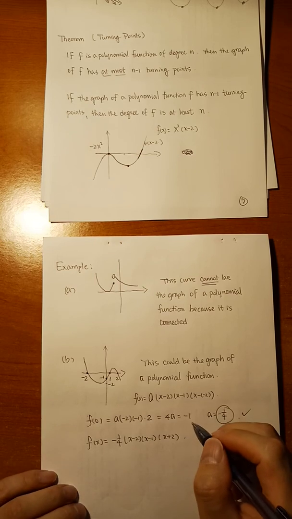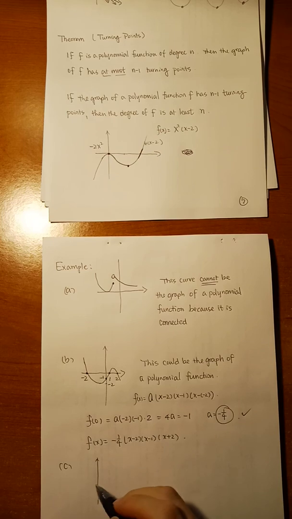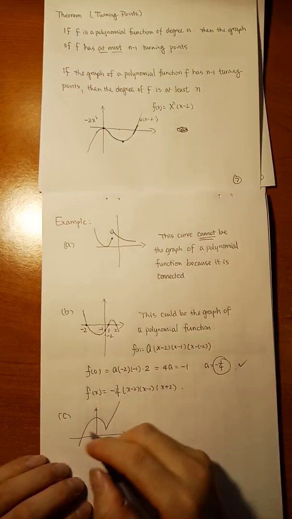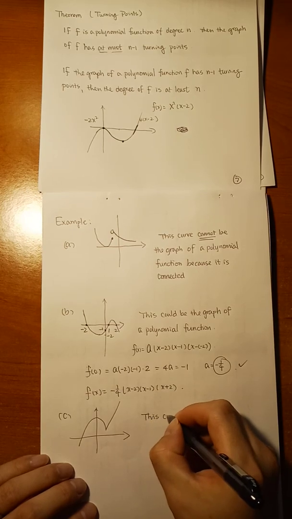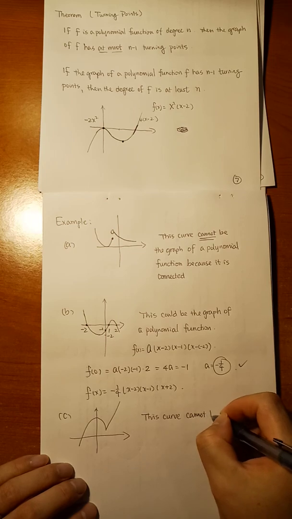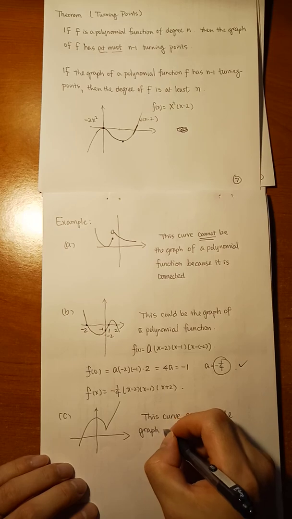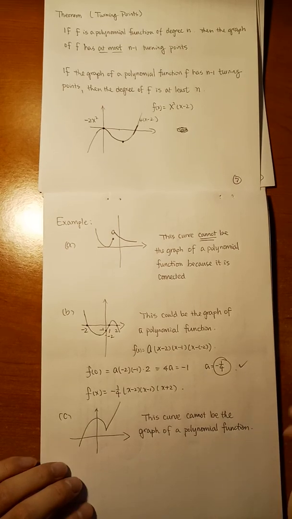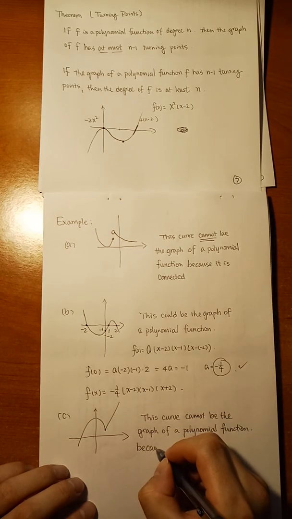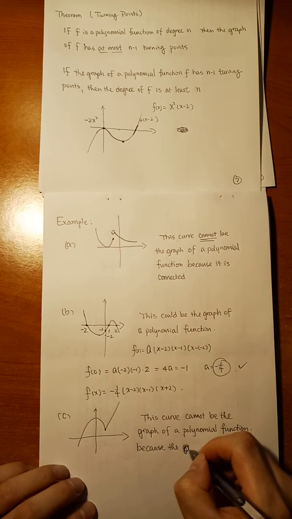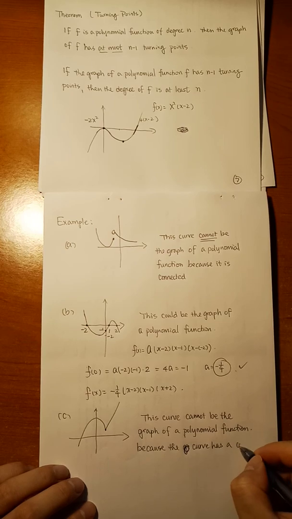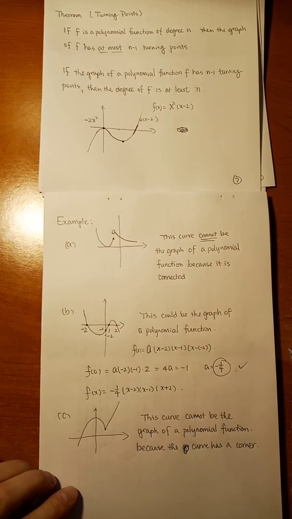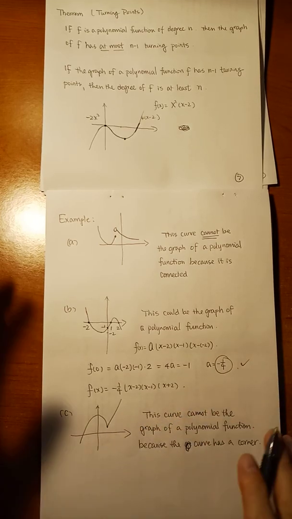Okay, and if we have C, it's like this, whatever horizontal graph. If you have a curve like this, then this curve cannot be the graph of a polynomial function. It cannot because it has a corner. The curve has a corner. The graph of a polynomial function is a smooth graph, so it cannot allow a corner or cusp. This one just violates that corner condition.